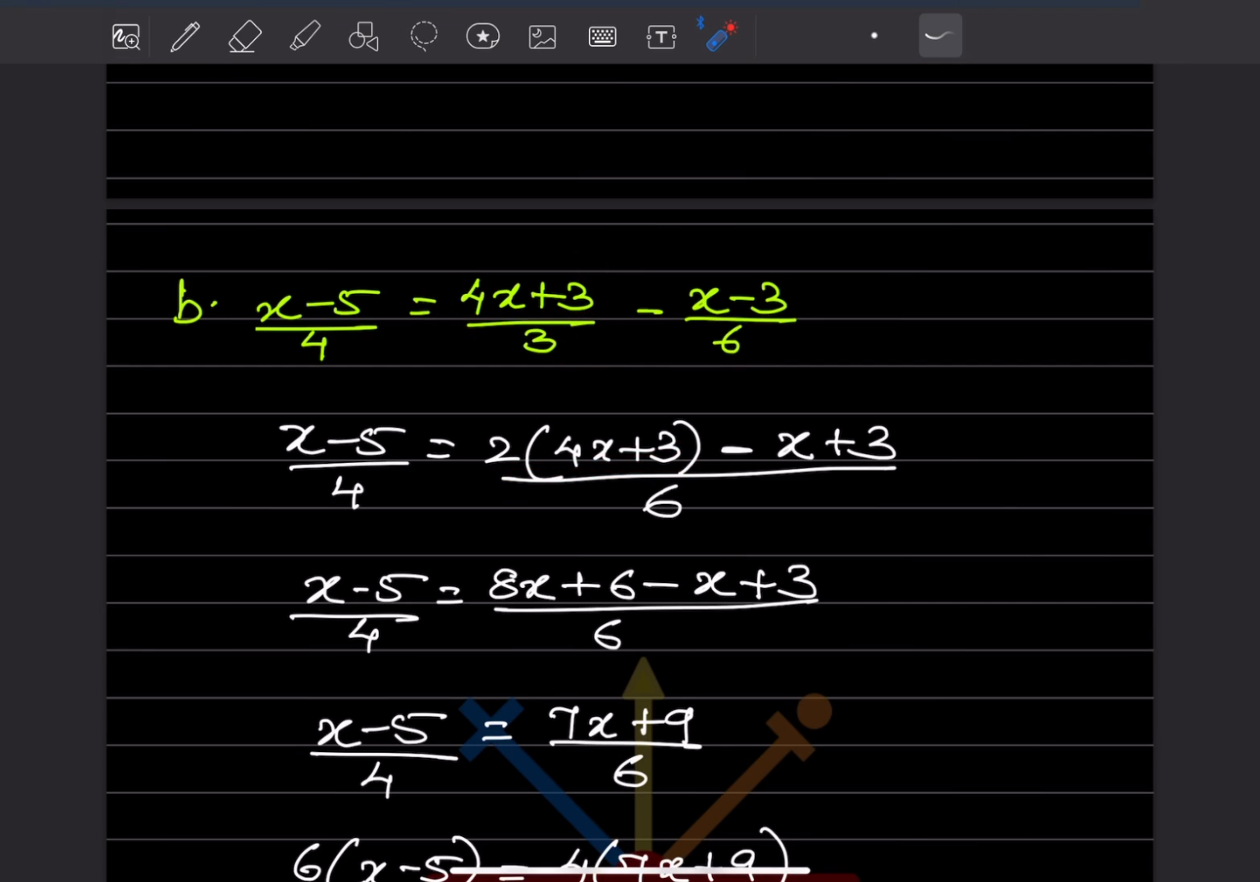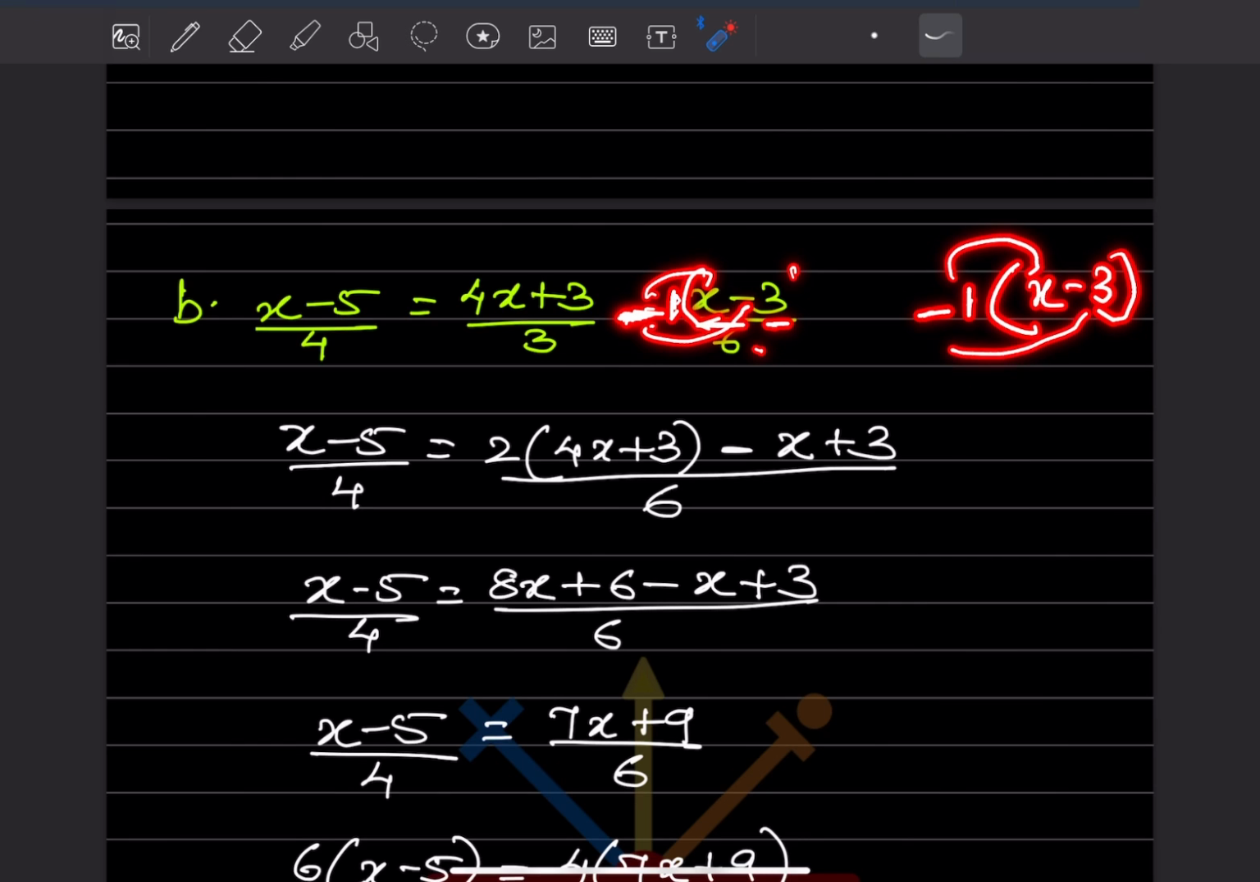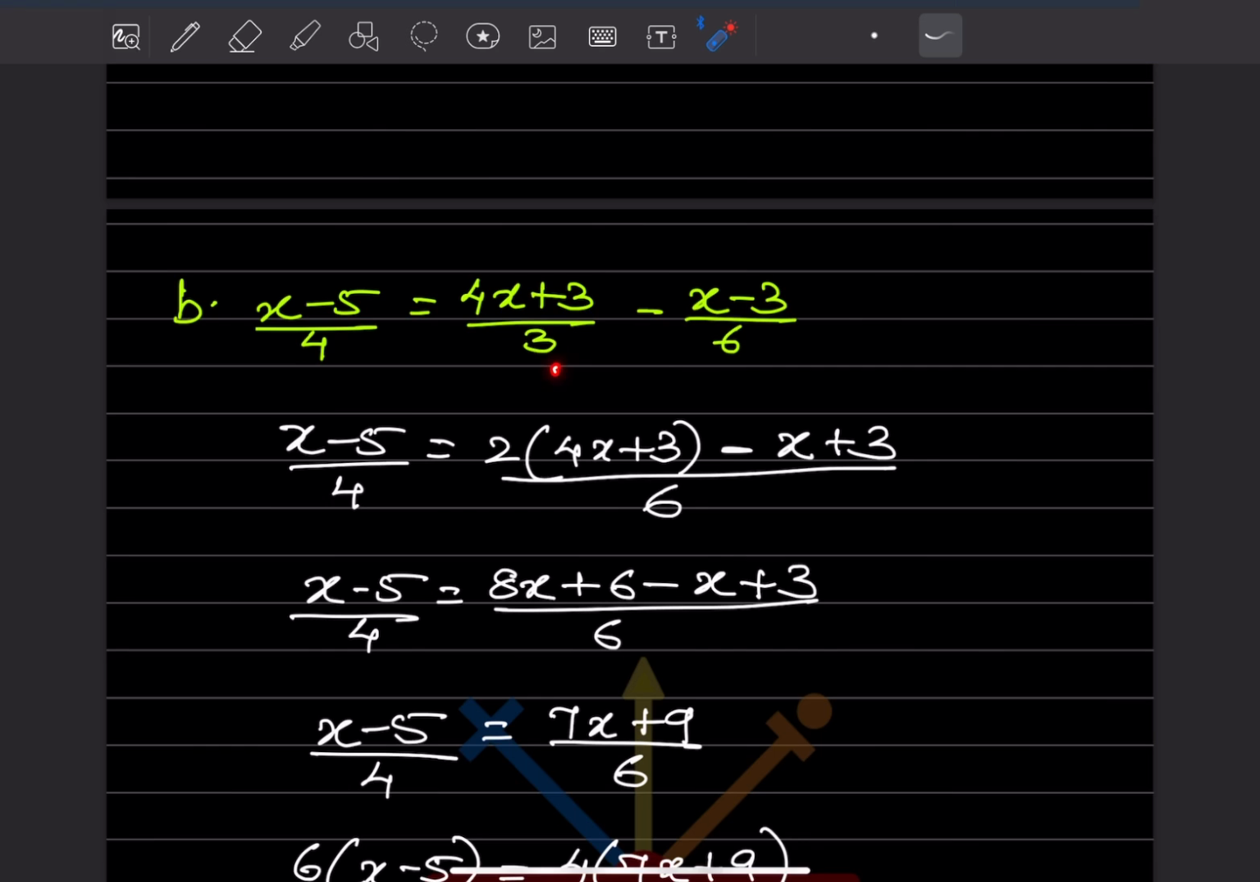Now look at this one. This minus is here, and here there are 2 terms. So you have to be very careful with this one, because many of them make a mistake over here. This is minus, so this is minus x, and minus and minus becomes plus. Because here there is nothing, it means there is going to be 1. So when you multiply, you can do it like this: minus x plus 3. This step is very important. Divided by the LCM, which is 6.